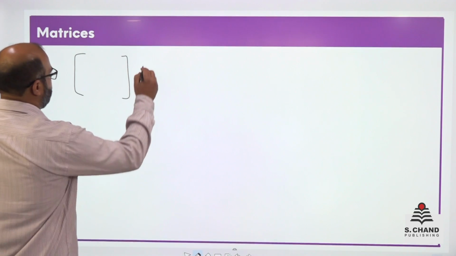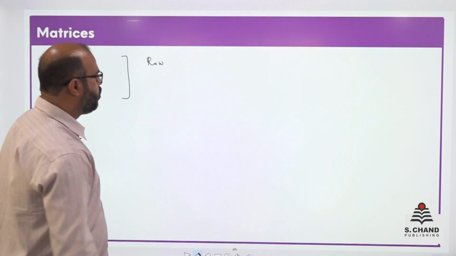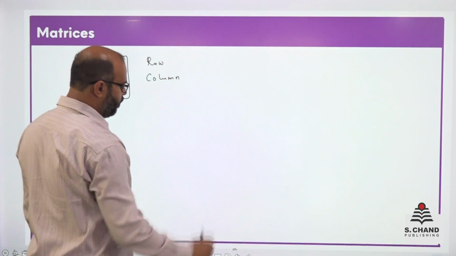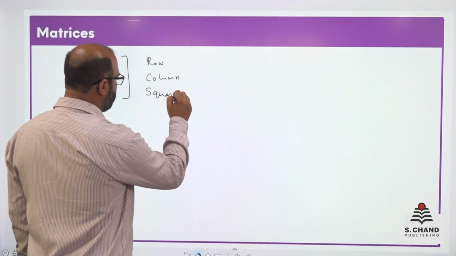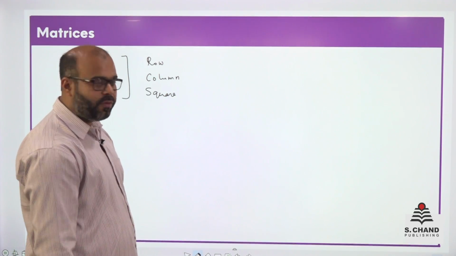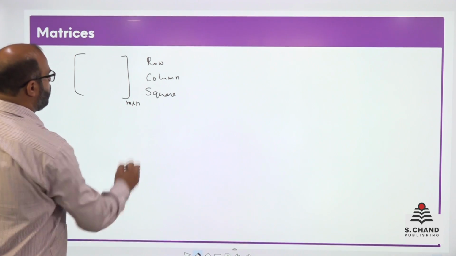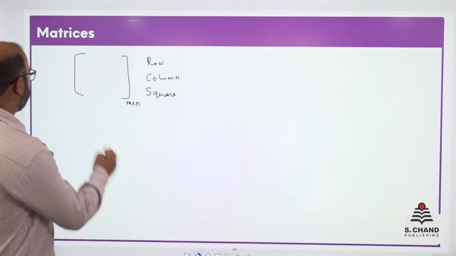Row matrix, what is a row matrix? We all know, it has only one row. What is a column matrix? It has only one column. What is a square matrix? The number of rows is equal to the number of columns. And what do you mean by the order of a matrix? The m cross n matrix, having m rows and n columns, is called the order of a matrix.